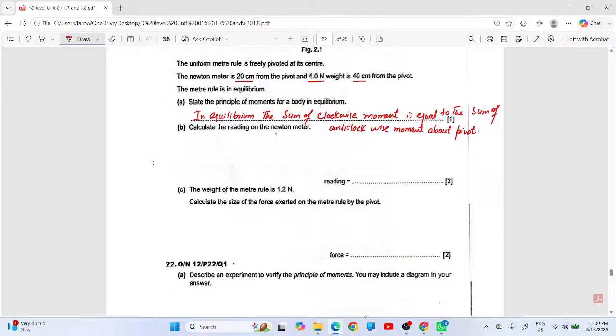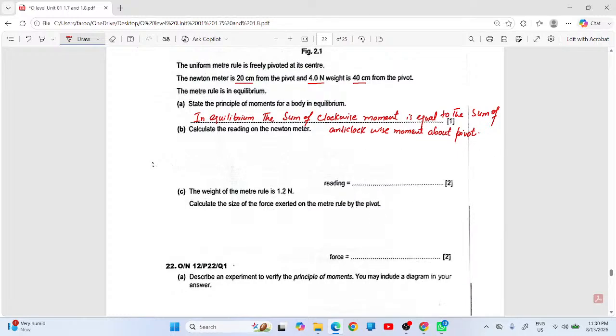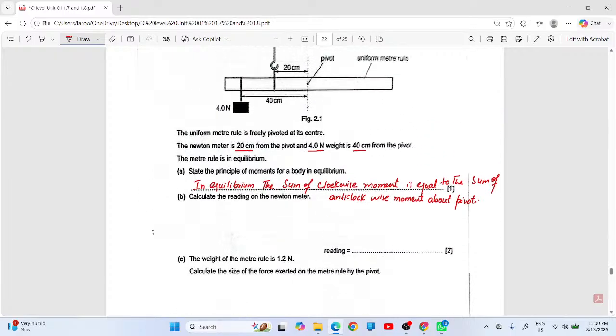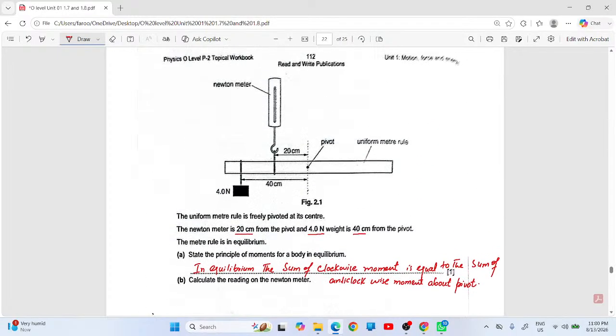Next is calculate the reading on the meter. How can you calculate the reading on the Newton meter? Sir, show the diagram above. Sir, so we have to find the force at that point basically. Where is the pivot? This one is the pivot. 20, and no, we will take 40. Here this will be a clockwise moment. And the tension, the spring is exerting a force in upward direction, that will be anti-clockwise, and have to rotate the body about the pivot.